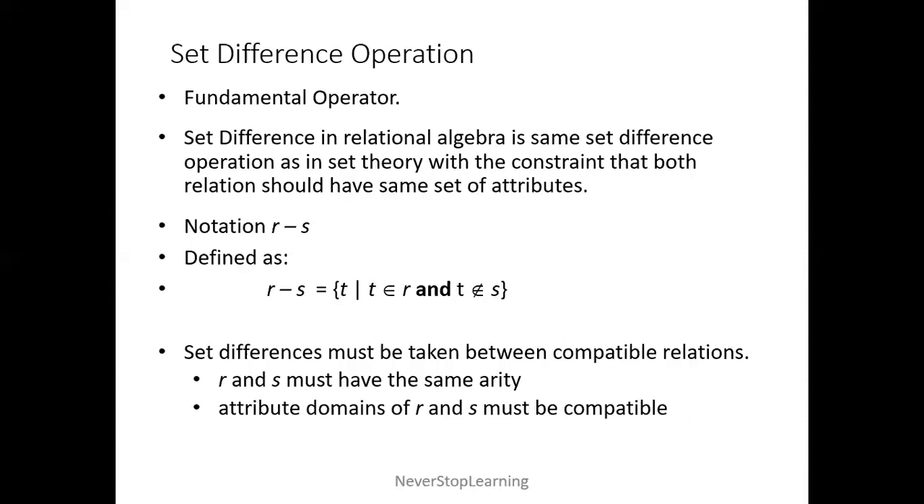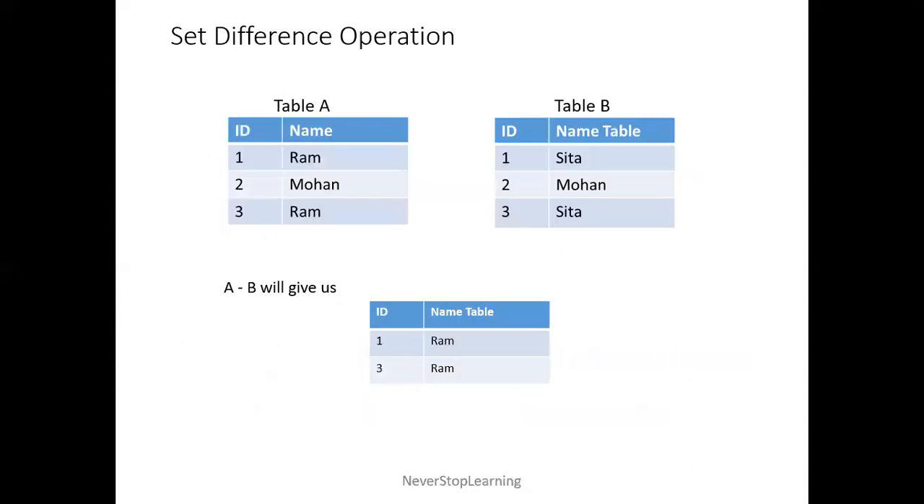Same arity means it should have the same attributes, the same degree. The attribute domains of R and S must be compatible. Compatible means they should have the same domain. If the first column of table R is taking integer values, then the first column of table S should also take integer values. Only then can I apply set difference between those columns. So these two union compatibility points should be there in the set difference operation.